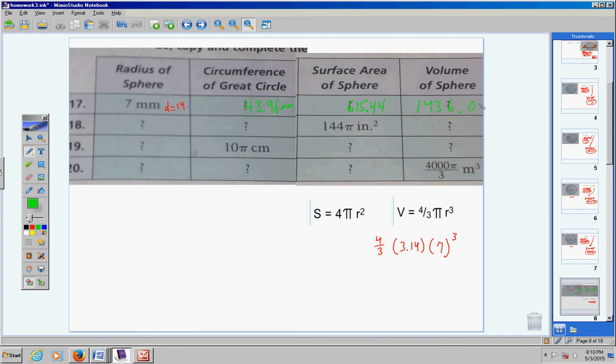1,436.03, and that would be cubic millimeters. Cubic millimeters because we're dealing with volume. All right, let's go on to number 18 now.